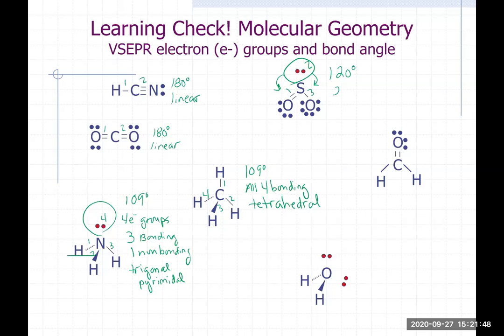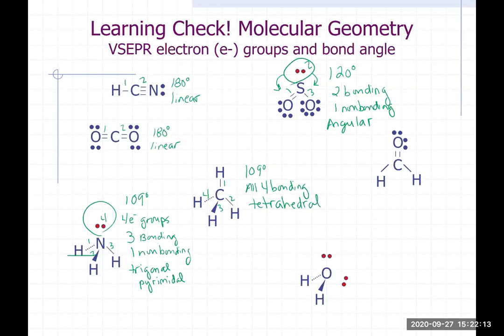2 are bonding out of those 3 electron domains, and 1 is non-bonding. If 2 are bonding, remember it doesn't matter if we have 3 or 4. 2 bonding, that means it's angular, or we could call it bent, or we could call it V-shaped.